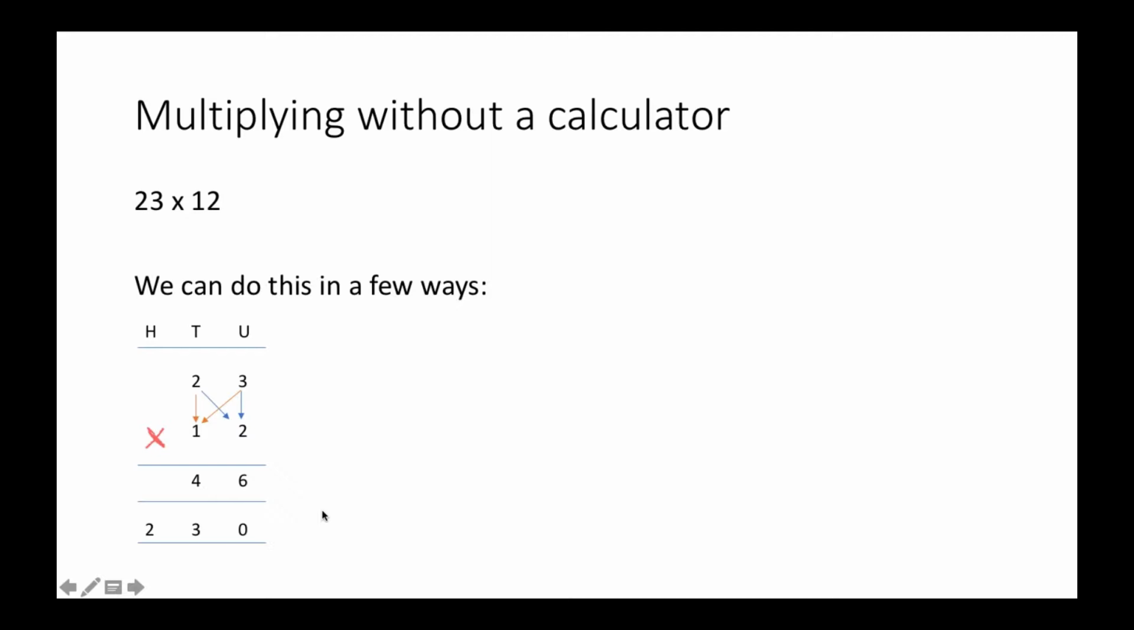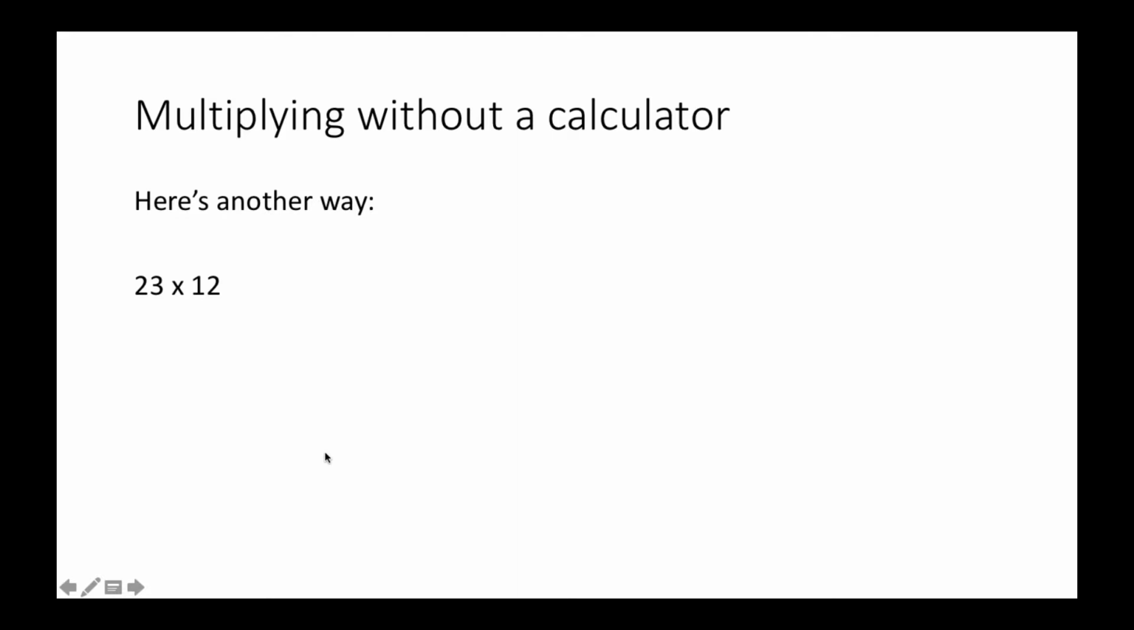So we've done all the multiplication, and now you just need to add up your 2 answers. So you need to add up the 46 and the 230. 6 add 0 is 6, 4 add 3 is 7, and then the 2 is just on its own, giving us 276. Okay, so we're going to do this same sum, so as you can see, 23 times 12. We're going to do the same sum again, but we're going to use the grid method now.